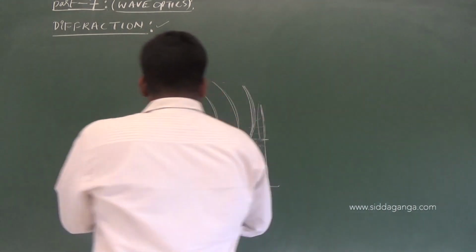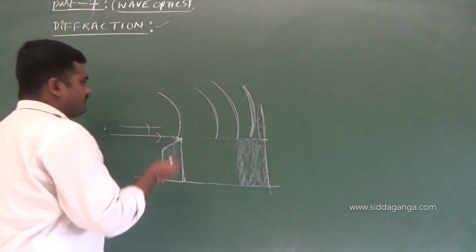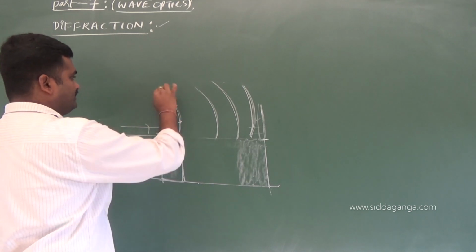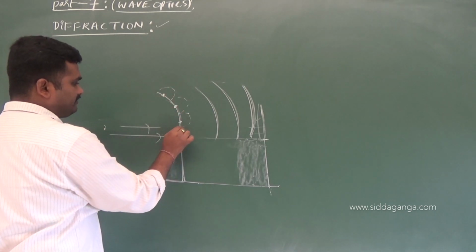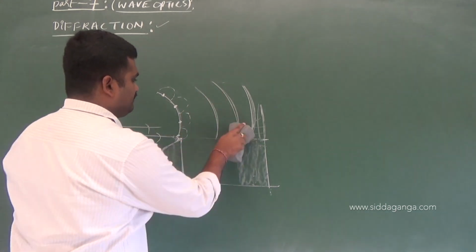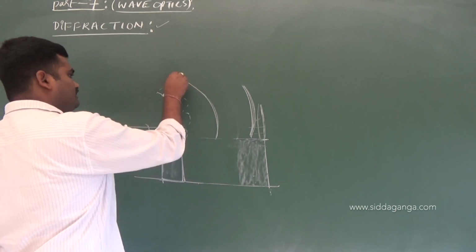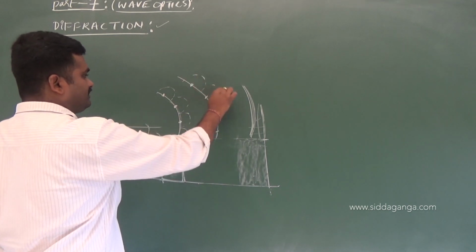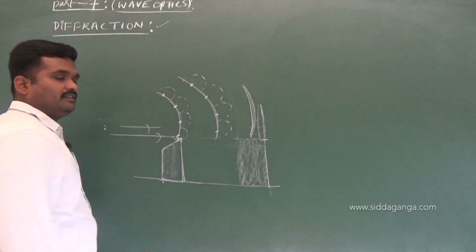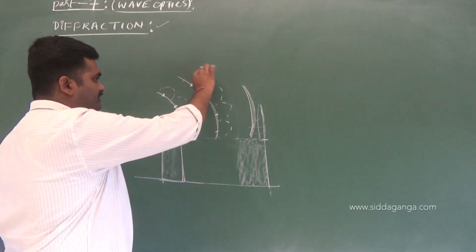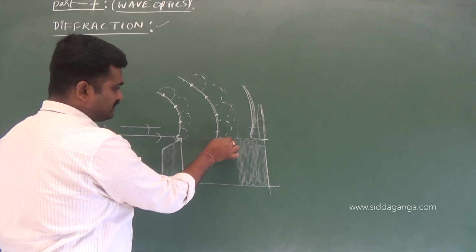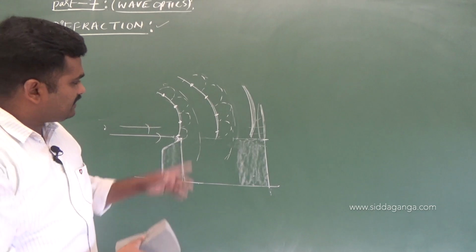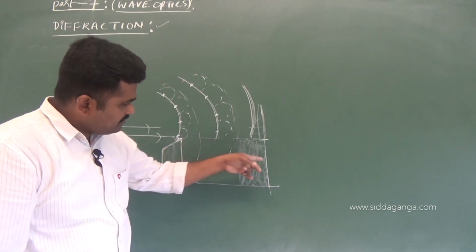We are all aware that each and every point on the primary wavefront is the source of what? A secondary wavelet, we have studied. So on this primary wavefront, each and every point is a source of secondary wavelets like this. Now these secondary wavelets can be present in this region. So what are the secondary wavefronts we are going to talk about? These secondary wavefronts or secondary wavelets can be in this region.